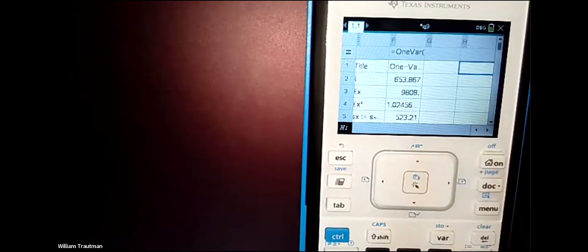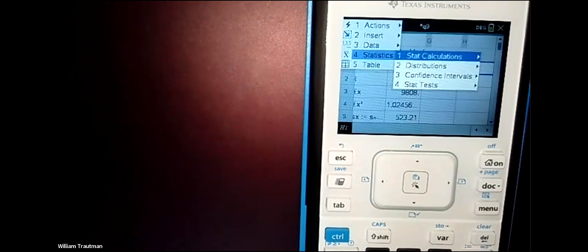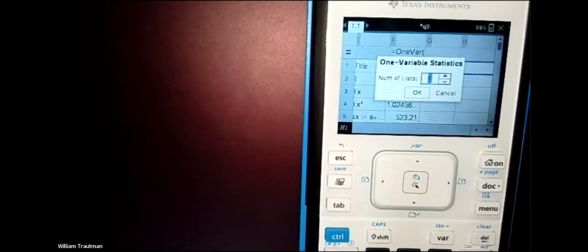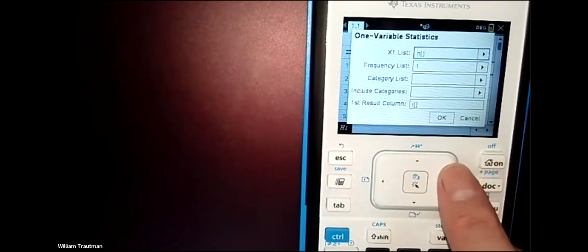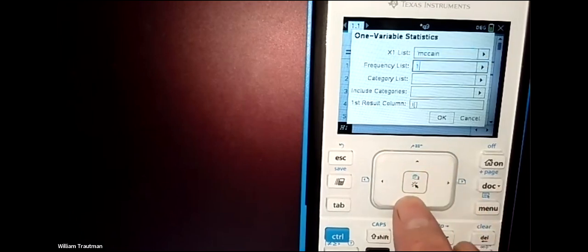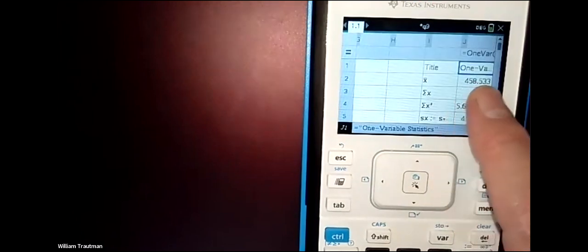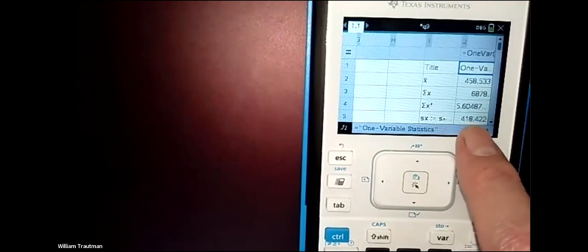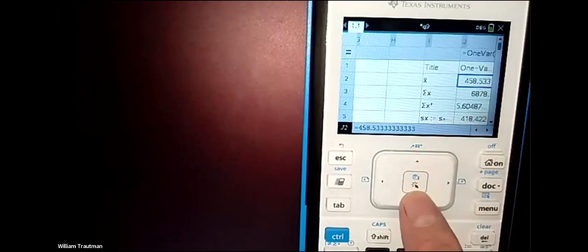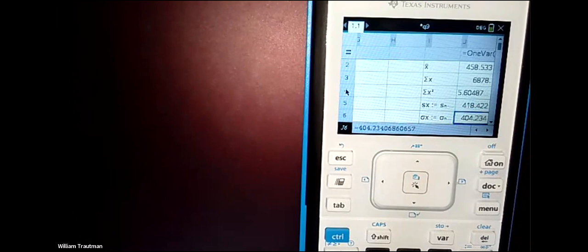Yeah, there it goes. All right, so I'm going to go to menu 411. Hit enter, and this time I'm putting McCain's data in here. Coming down, I hit OK. And there's McCain's data, 458 average, and the S is 418.42. All right, so I have my information. Let me get back to the review and let's type this in.